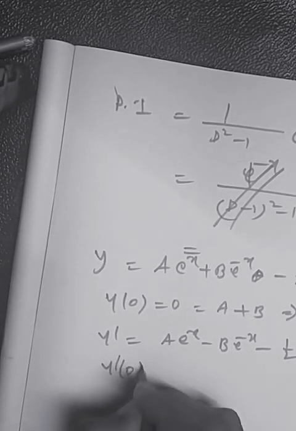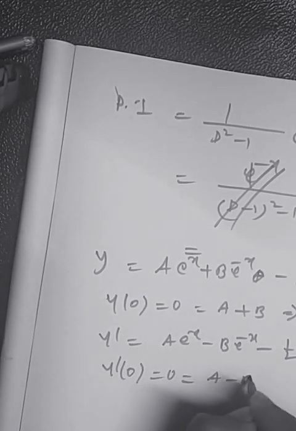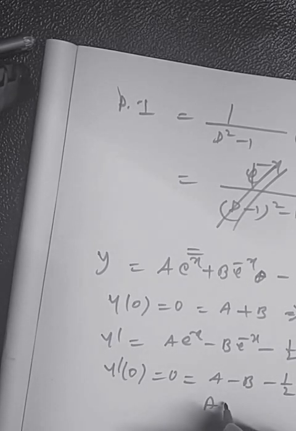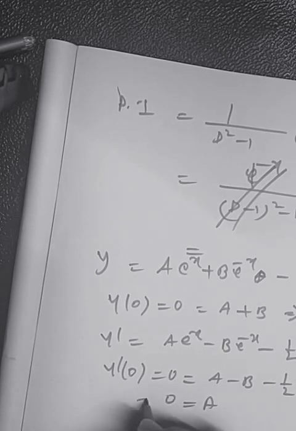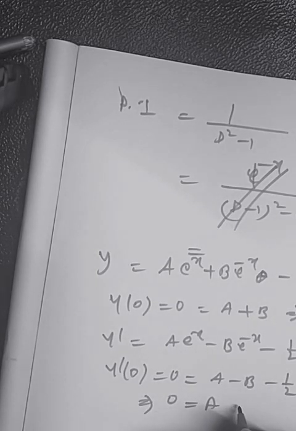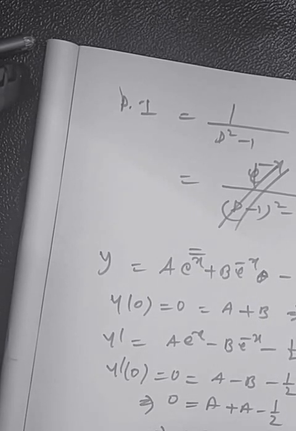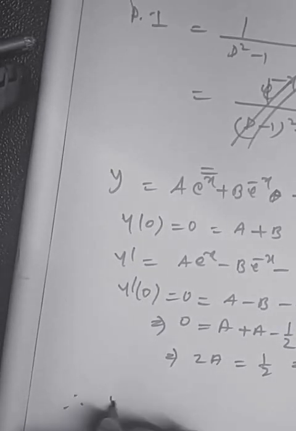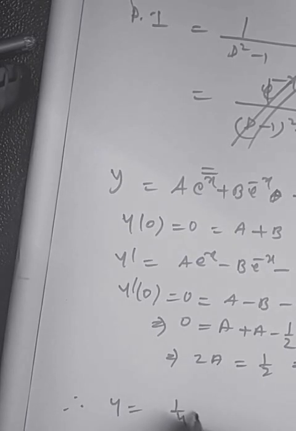So y dash 0 is equal to 0, which is a minus b minus half a. This implies 0 is equal to minus b. We can write a plus a minus half. This implies twice a is equal to 1 by 2. This implies a is equal to 1 by 4, b is equal to minus 1 by 4. Therefore y is equal to 1 by 4 e to the power x plus 1 by 4 e to the power minus x minus x by 2 e to the power minus x.